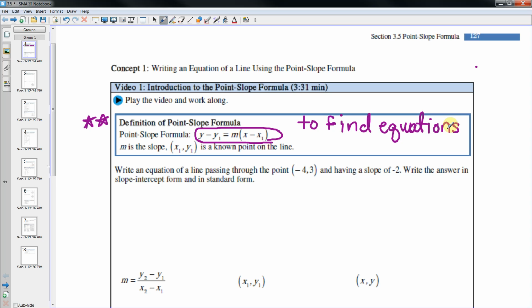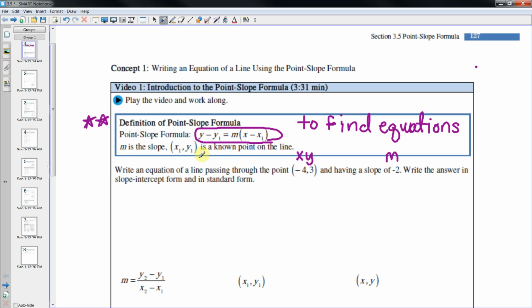For example, you see we say write an equation of a line passing through the point (-4, 3) and having a slope of -2. Well, remember, I've always labeled my points every time we've had a point. So the -4 is my x, the 3 is my y, slope is -2, and I've told you that m stands for slope, so we're going to put a -2 where we see an m. And so I'm going to put this information into this point slope formula and work it out.